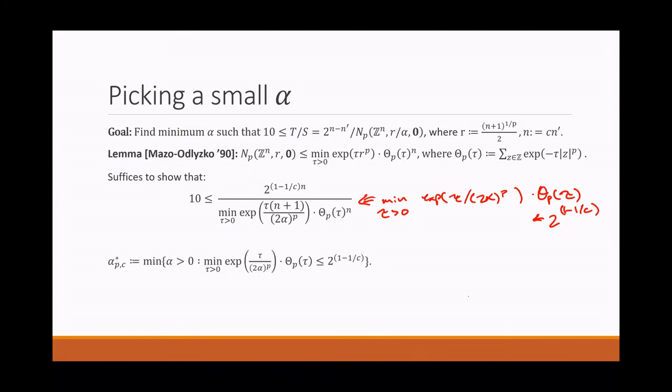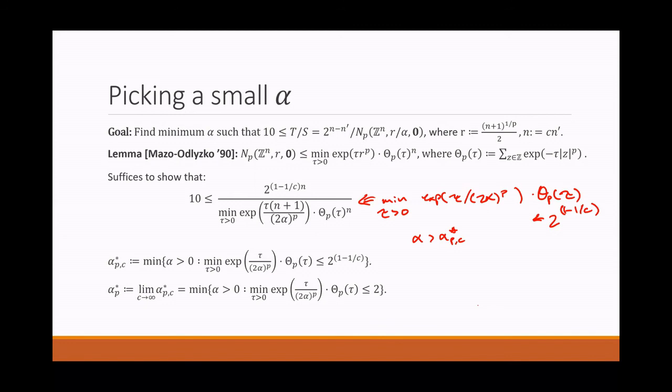So accordingly, we define alpha PC star to be the smallest value of alpha such that this inequality I just wrote out holds, but potentially as a non-strict inequality. But then if we pick any alpha strictly greater than alpha PC star, then we'll get what we want. We'll get that this inequality does hold in a strict sense, and therefore that T over S will be at least 10 for all sufficiently large n.